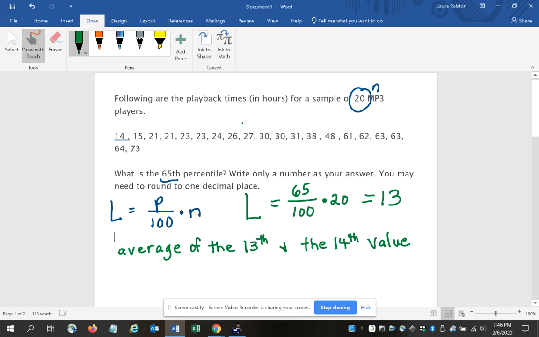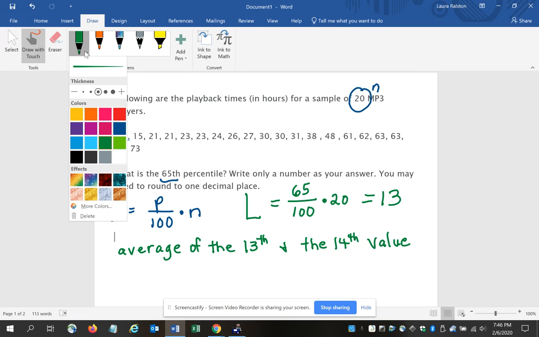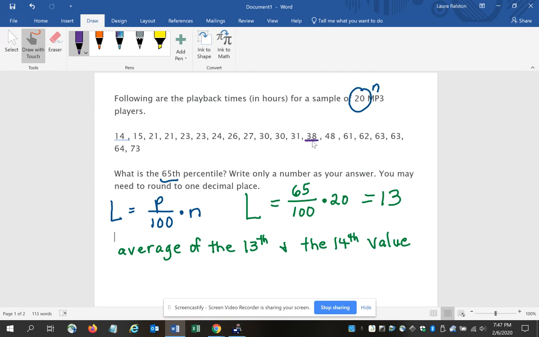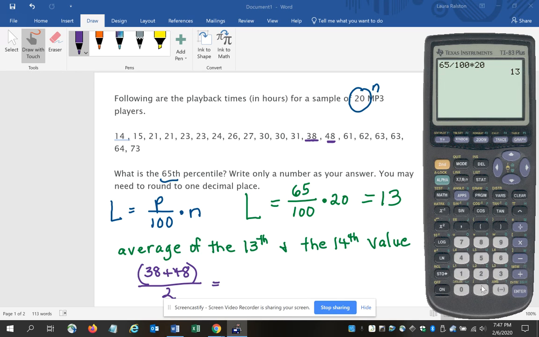And so if I go back up here to my list, which again is in order from lowest to highest, I would have 1, 2, 3, 4, 5, 6, 7, 8, 9, 10, 11, 12, 13. 38 is in the 13th place. The 14th place is 48. So 38 plus 48 divided by 2 is going to tell me what value is the 65th percentile.